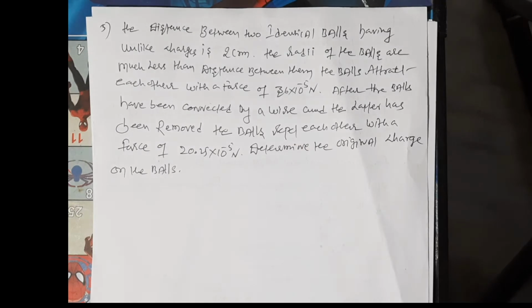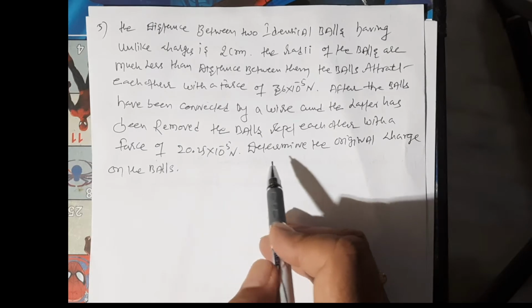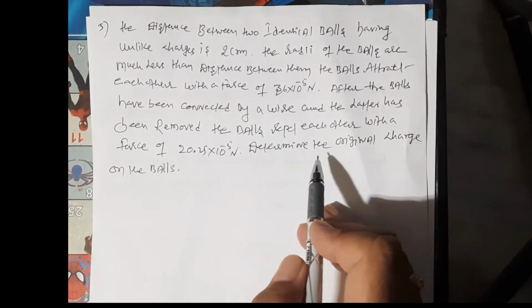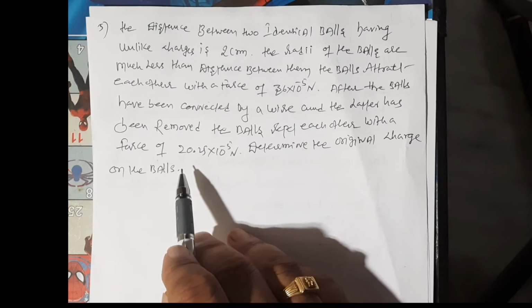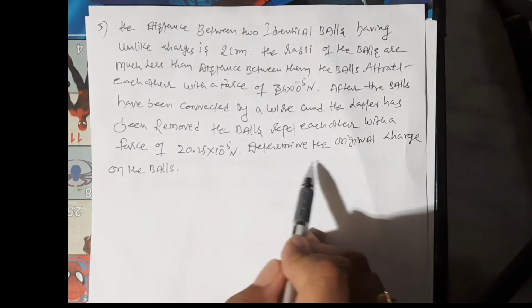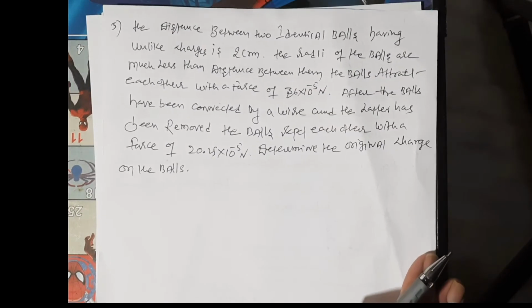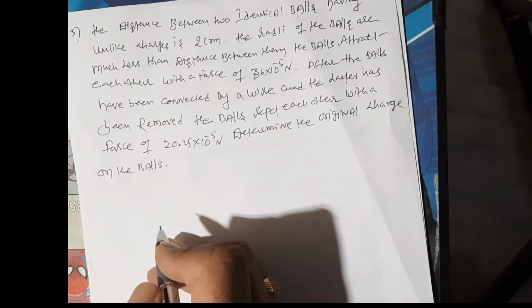Whenever these two charged balls are connected by a wire, there is a sharing of charges between the two balls. That sharing is equal. That means they share the total charge equally. Then in that case, they repel each other with a force of 20.25 to the power of minus 5 newtons. Okay? Determine the original charge on the balls. Very important, a different model on Coulomb's law. Now we are going to solve this problem.